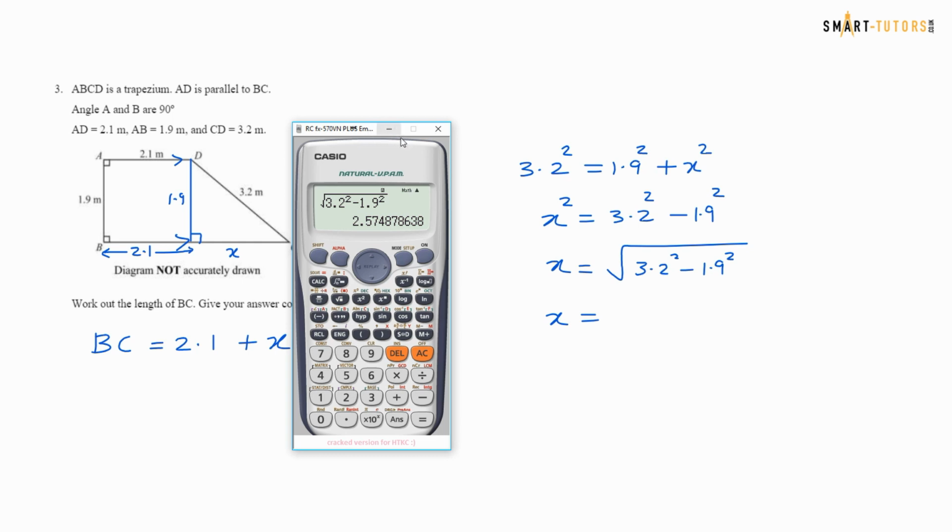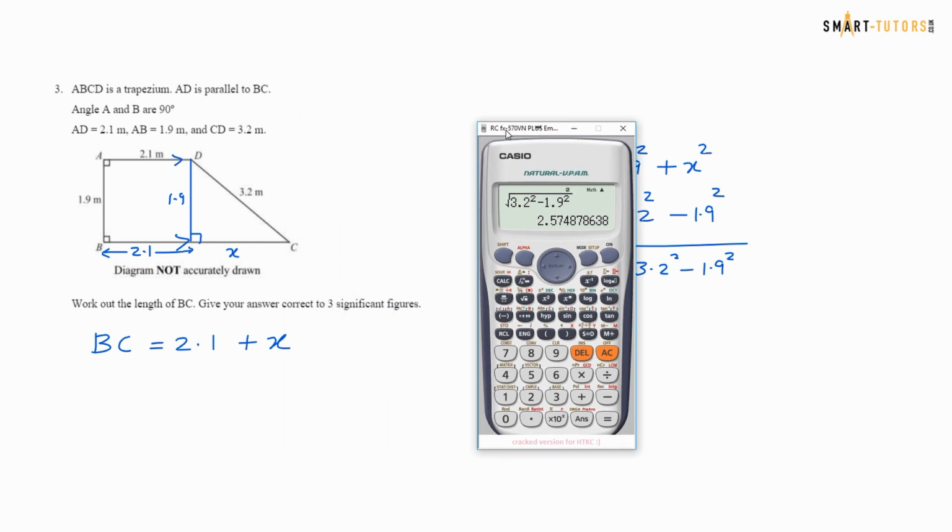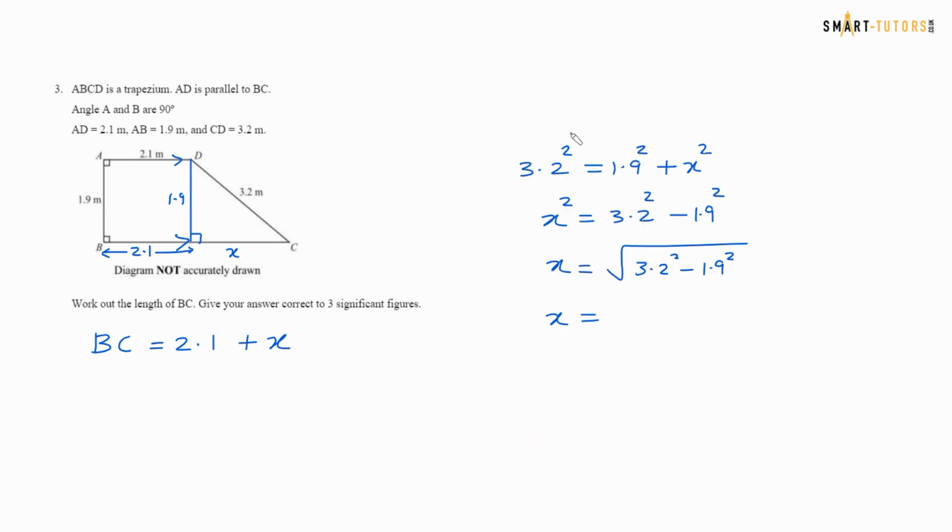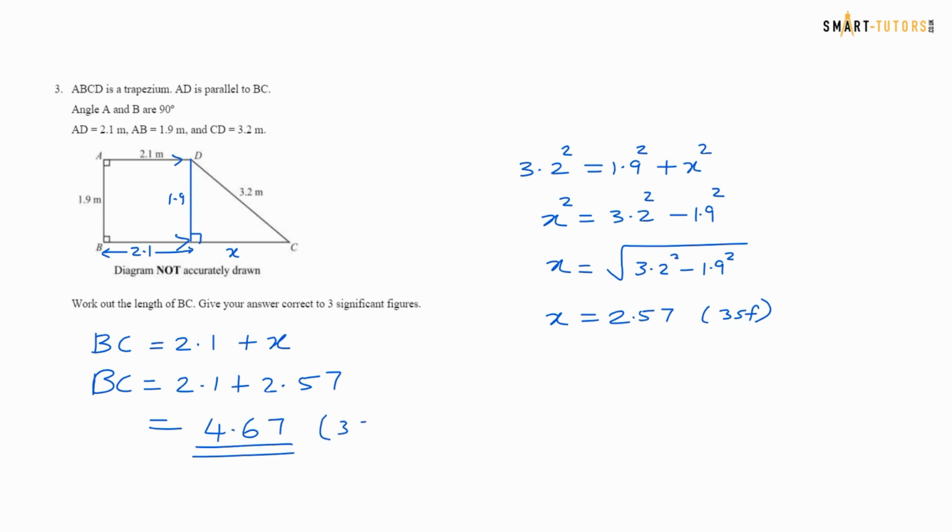The answer is 2.57. Give your answer to three significant figures: three significant figures means 1, 2, 3. So 2.57 is the answer for x. Now BC is 2.1 plus 2.57, which is 4.67, to three significant figures. That is my answer for question number 3.